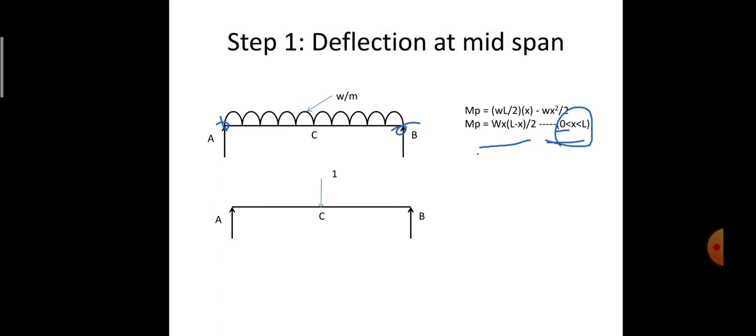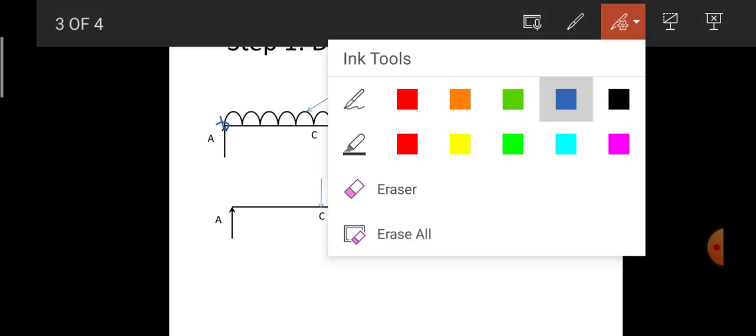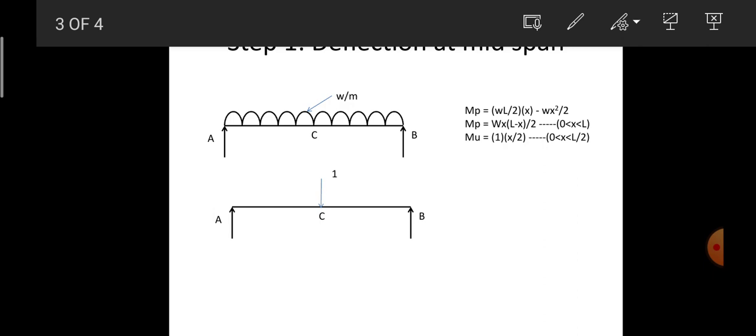The next step is I need to calculate the moment due to the applied unit load at the point C. Due to the unit load at point C, the moment will be equal to 1 into X by 2, wherein X by 2 is the distance.